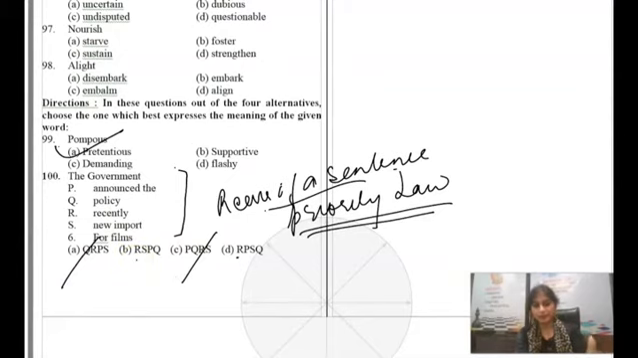So read R. The government recently, right? Next is S or P. The government, read S then P. The government recently announced a new project. Yes, this is the correct answer. So no need to hurry up and read all the sentences. Just go and apply the priority rule, priority law, go to the options, take out the priority and attempt the question.